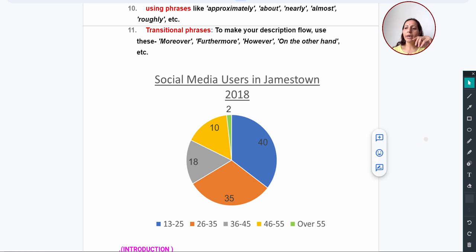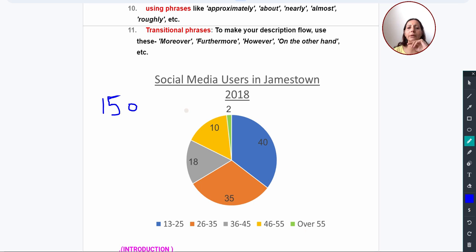As you know, we have to write 150 words. 150 words minimum, and it can go up to 180 or 200, something like that. But basically you need to write the important changes, the important things from the chart. That's more important. Here I can see 5 different colors: the first group, blue, is 13 to 25, then 26 to 35. The gray one is 36 to 45, the yellow is 46 to 55, and the green one is over 55.